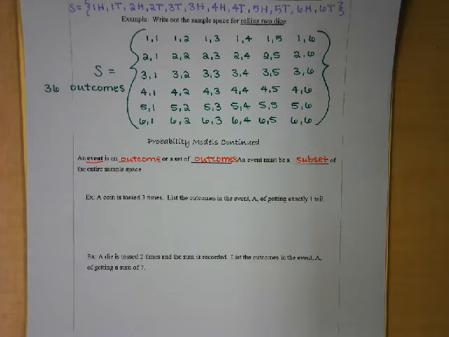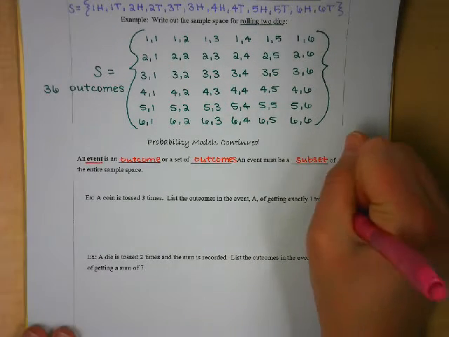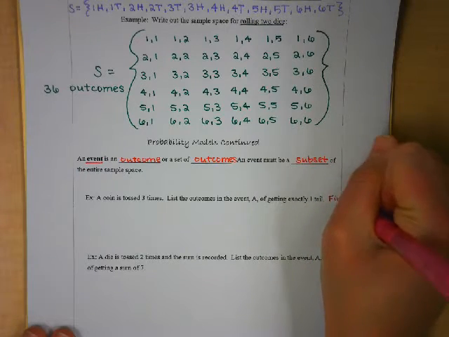So in our first example, a coin is tossed 3 times. We're going to list the outcomes in event A of getting exactly 1 tail, and then we are going to find the probability of event A.